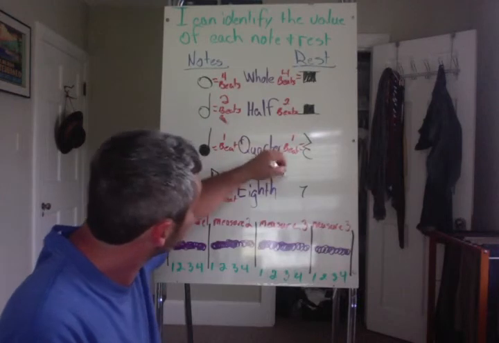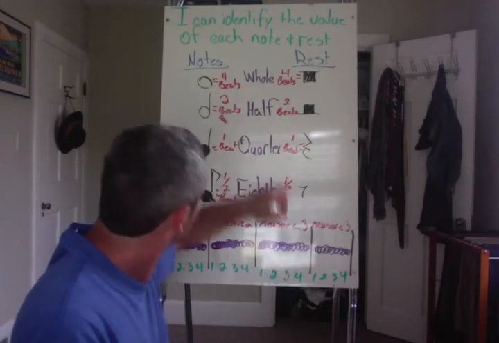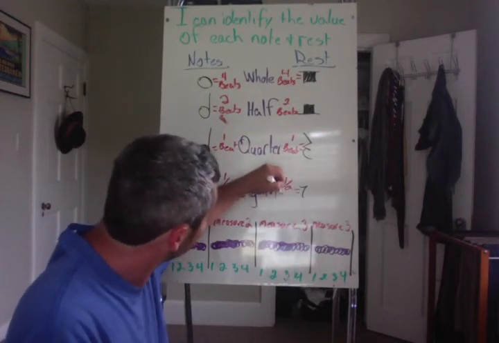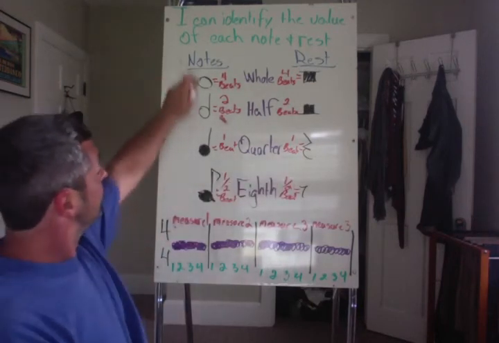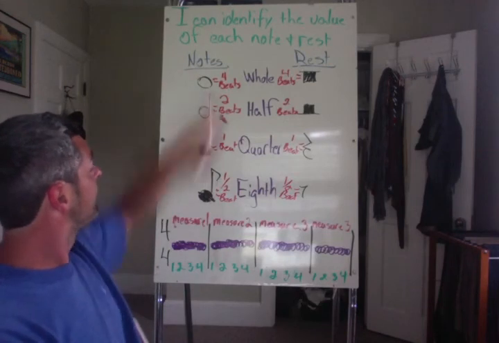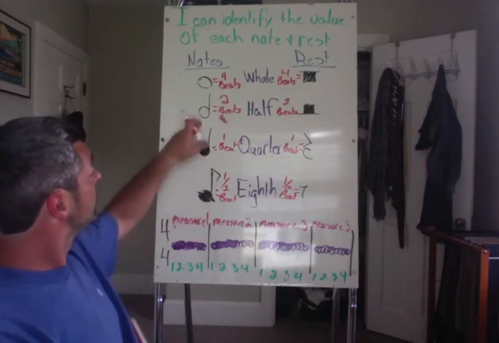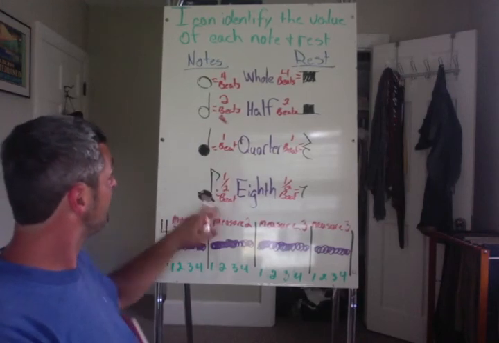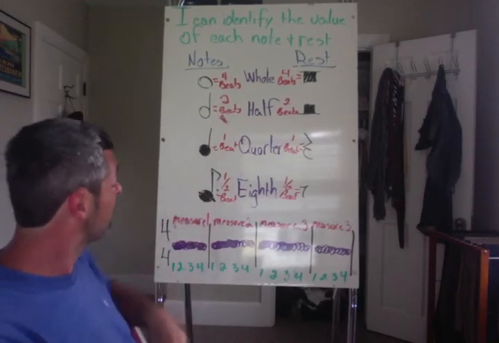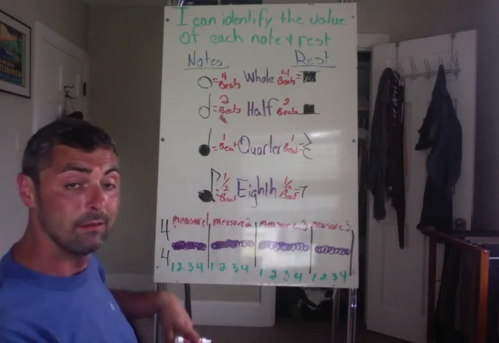Now, if that just blew your mind, let's break it down for a second. Half note's half of a whole note. Quarter note really is half of a half note. All right, you split that up. Eighth note, half of a quarter note. It's half the length.